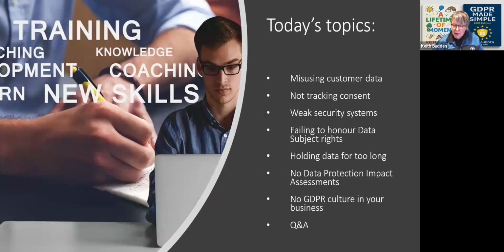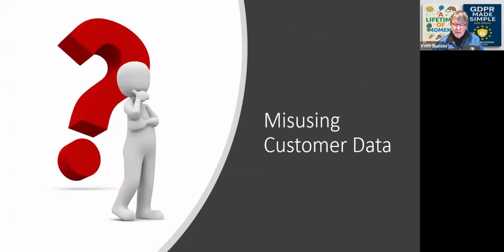Right. Okay. So what we're going to cover today is misusing customer data, not tracking consent, having weak security systems, failing to honor data subject rights, holding on to data for too long, not doing data protection impact assessments, which often means you're not thinking about privacy by design, and not having a good GDPR culture in your business. And then we should have time for some quick Q&As at the end. So, talk first about misusing customer data.